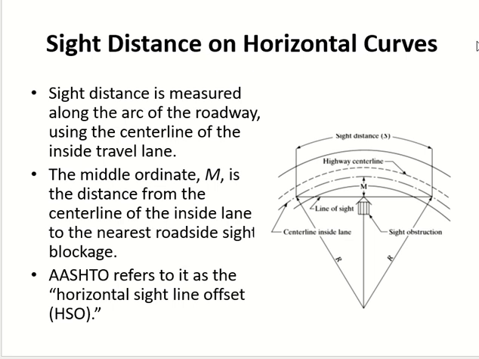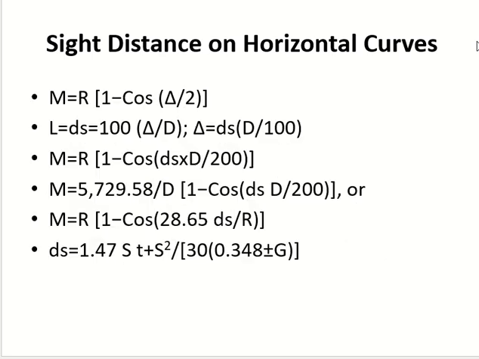Clear? So when I call it m or middle ordinate or horizontal sight line offset, the first equation is the equation we already know from the horizontal curve. The middle ordinate, the distance between the curve and the chord for any circular curve, is calculated using the first equation. I've already shown you earlier, we calculated m in one of the previous examples. So m I know how to calculate. Now I have R meaning radius, and delta is what? What is delta?